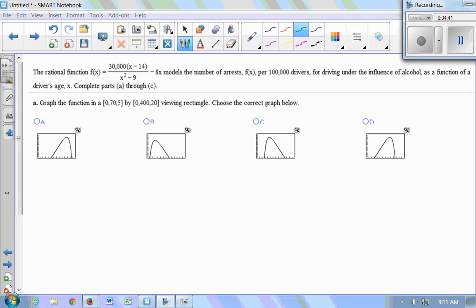Okay, so in all of these, the viewing rectangle is 0 to 70, going by 5s. 0 to 70, 0 to 70, 0 to 70, right? Okay, and then the y is 0 to 400. Sorry, 0 to 20. Nope, 400. 0 to 400 by 20s.